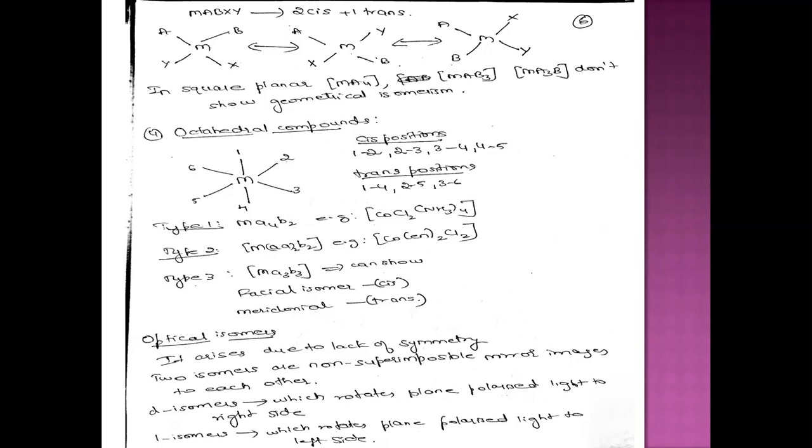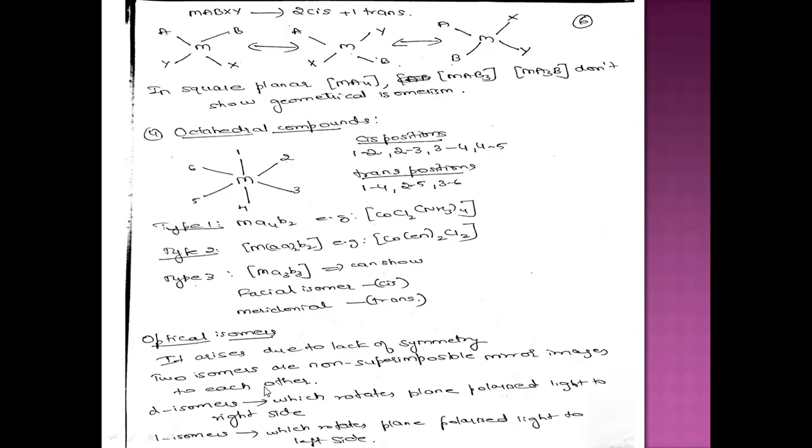So there is no symmetry in the complex. If there is no symmetry in the complex, it has optical isomers. One condition is lack of symmetry. The second is that they should be non-superimposable mirror images of each other. If you cut the molecule in half and superimpose the two halves, they should not be mirror images. It means the same ligand should not superimpose on the other half. One half contains Cl and Br. The other half should not contain Cl and Br, because if you put one half on the other half, it should not superimpose. So that is the condition.